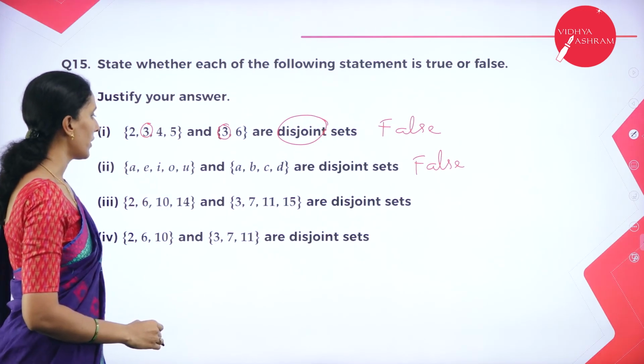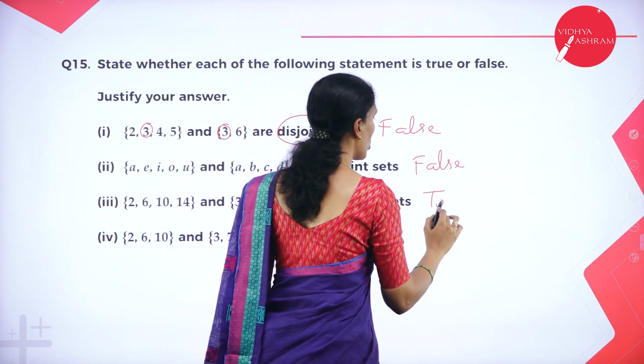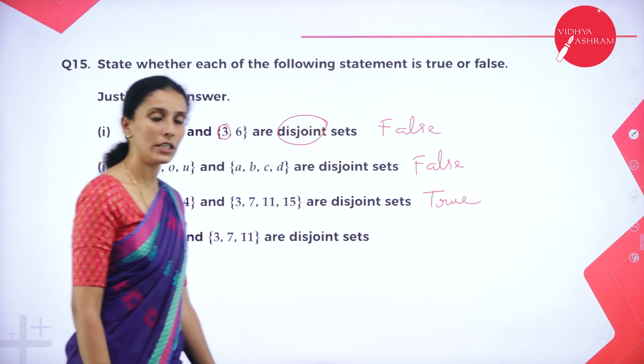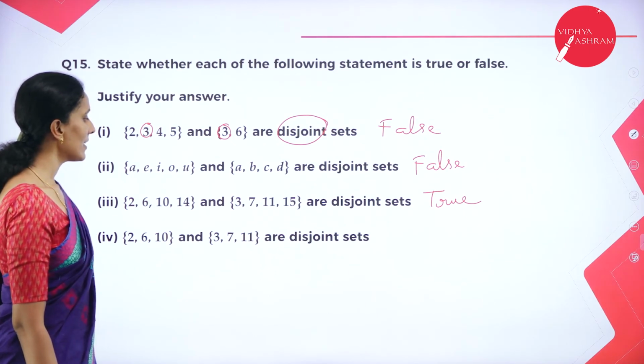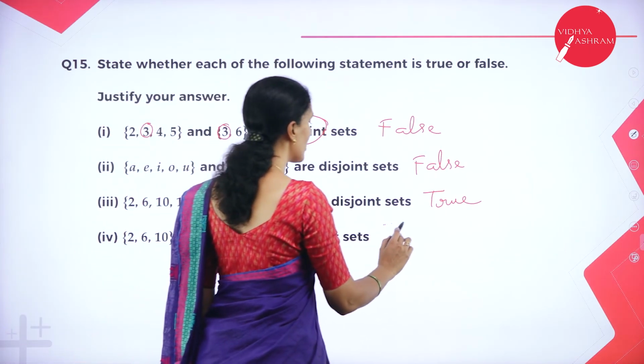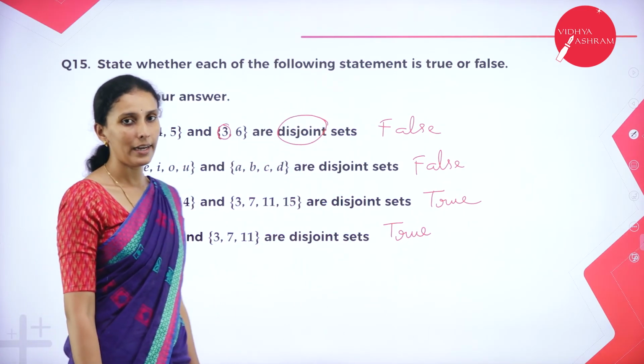Next, {2, 6, 10, 14} and {3, 7, 11, 15} are disjoint. Yes, because no elements are in common. Their intersection is empty. Next, {2, 6, 10} and {3, 7, 11}. Yes, they are disjoint because no elements are in common.